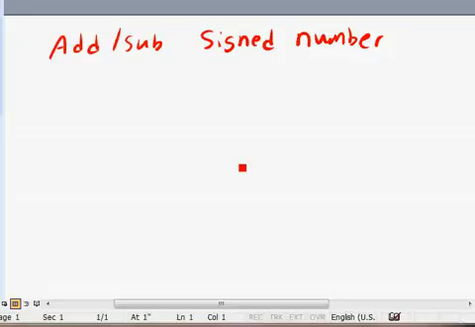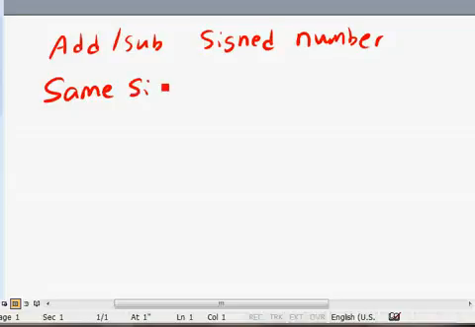Hey guys, I want to do a quick video on how to add and subtract signed numbers and also maybe do some multiplication and division with signed numbers. Growing up, I always used this rule in terms of signed numbers. The rule is actually pretty simple.